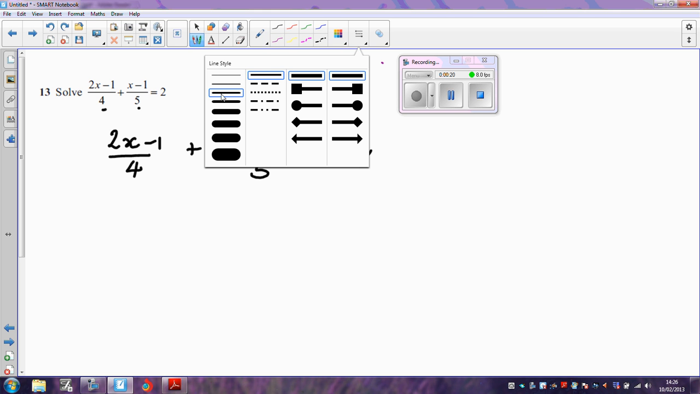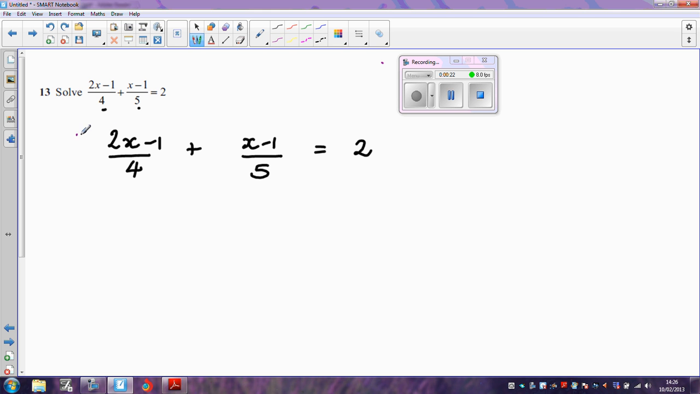What I'm going to do is multiply each term by 20. So I'm going to multiply this first term by 20, so that needs to go in a bracket. I'm going to multiply the second term by 20. And remember, if I'm multiplying a fraction by a whole number, it's the top of the fraction that I multiply by that whole number. And I also have to multiply here by 20. The reason I've done that is because I can now cancel.